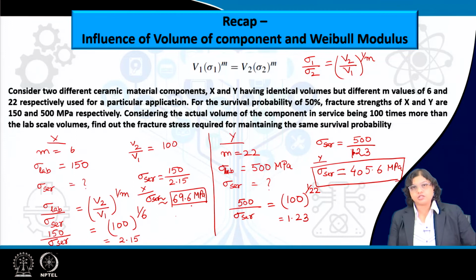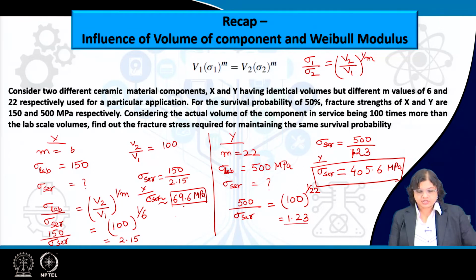On the other hand, for the case of y, what we see here is that the fracture strength at service is also reduced, but in this case the factor by which it has been reduced is only 1.23, and the service value for fracture strength is 405.6 MPa. Okay. So, once again, based on the Weibull modulus, since we have higher Weibull modulus values for y, we see that the value for the service condition has been reduced, but the extent by which it has been reduced is comparatively much less with respect to that for condition x. So, lower is the Weibull modulus, higher will be the scatter, and lower will be the fracture strength value.